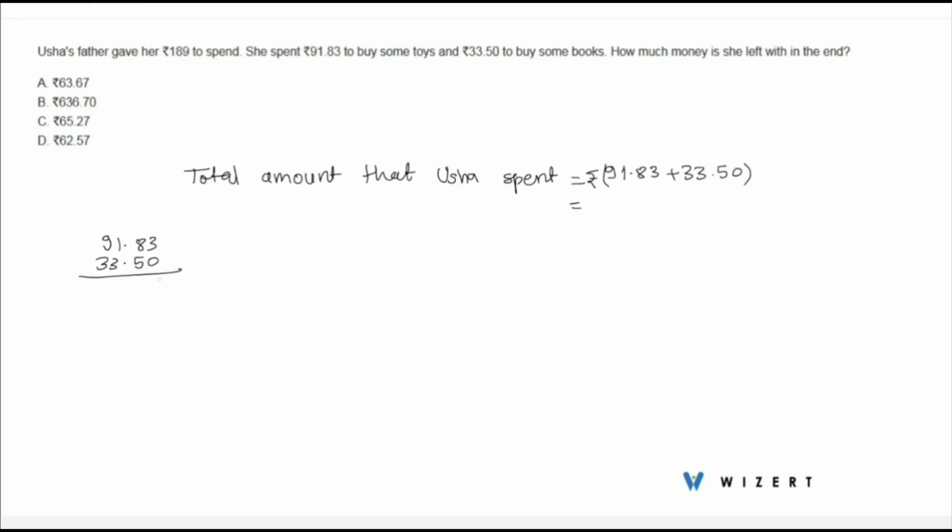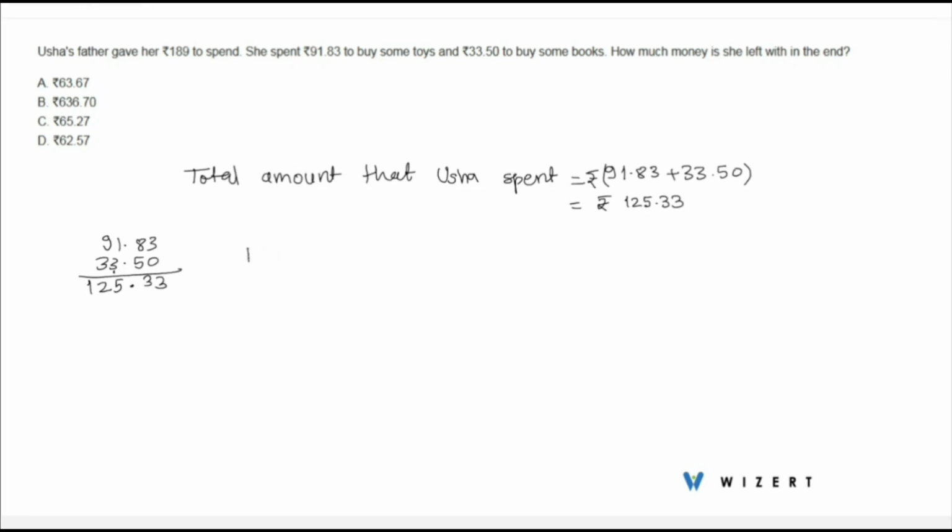So 3 plus 0 is 3, 8 plus 5 is 13. 3 plus 2 is 5 and 9 plus 3 is 12. So she spent 125.33 rupees. 125.33 rupees she has spent.